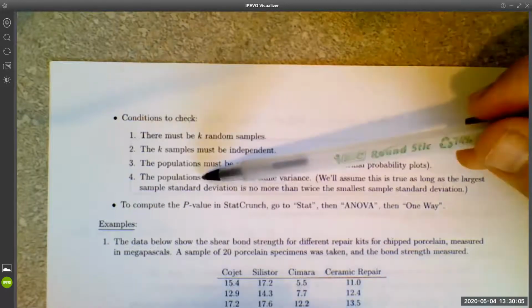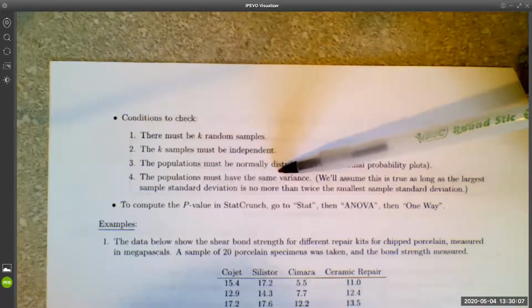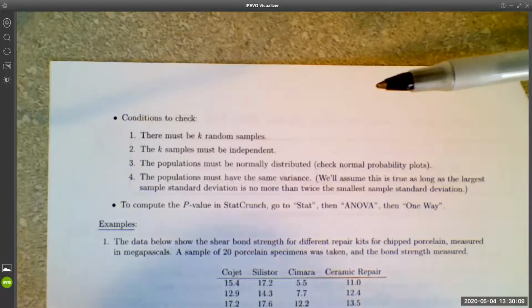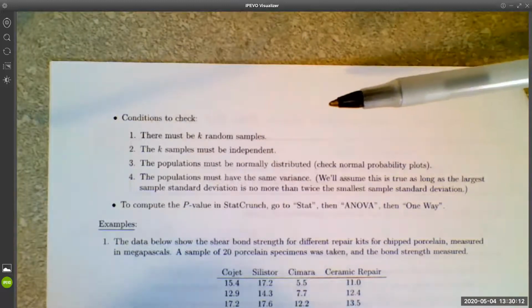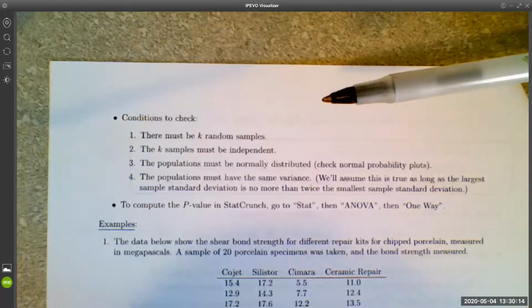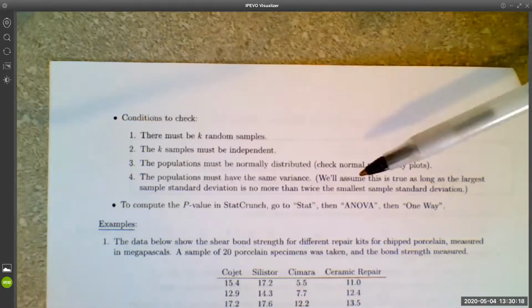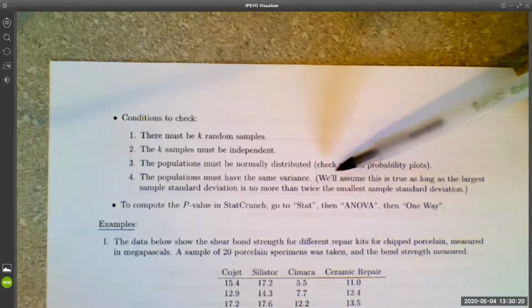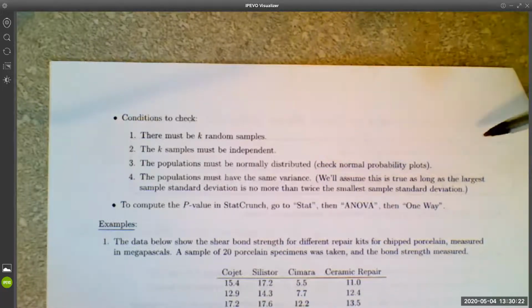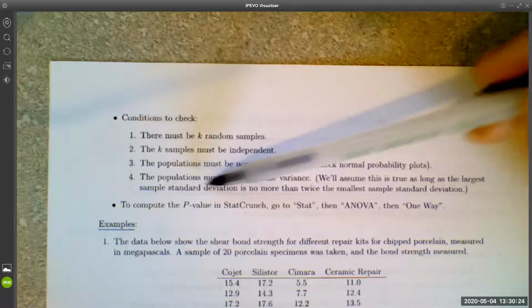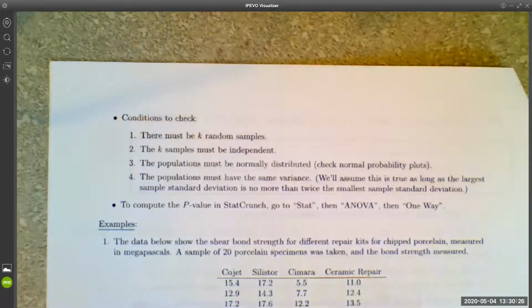And then the fourth condition is that the populations have to have the same variance, which is a difficult thing to test for because you probably don't know what the population variance is if you don't know what the population mean is, right? So in practice, we assume that condition 4 is met as long as the largest sample standard deviation is no more than twice the smallest sample standard deviation.